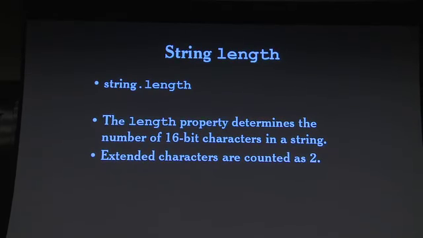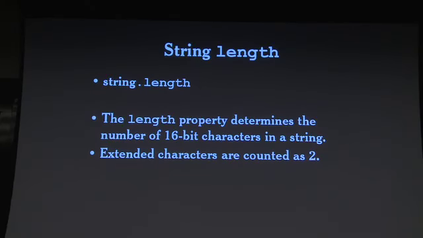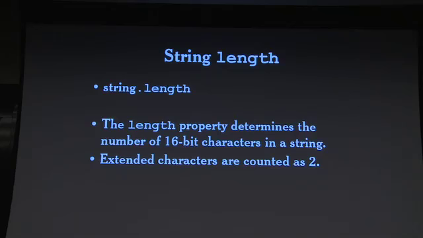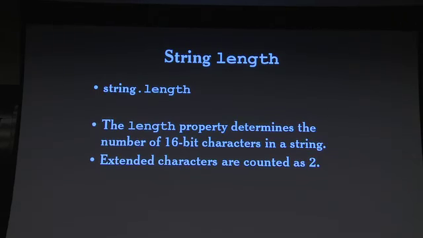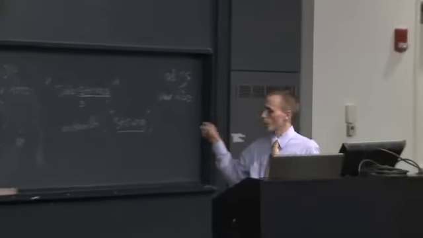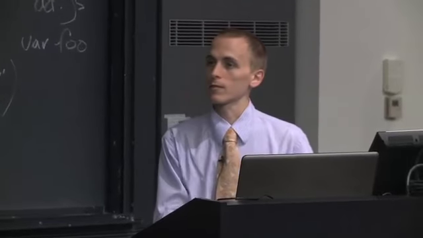Every string has a length property. This is much like arrays. Arrays have a length property as well. This contains a number that's equivalent to the length of the string. Extended characters are counted as 2, so that means that if you have a Unicode character like u with an umlaut or something, then that will actually give you a count of two for one character if it's a multi-byte character.